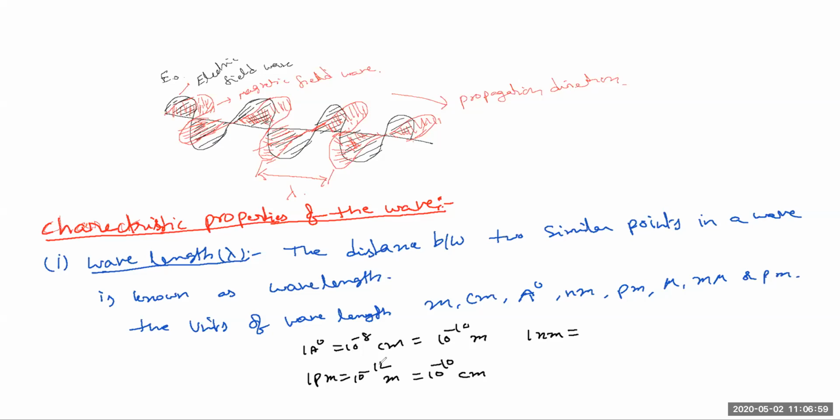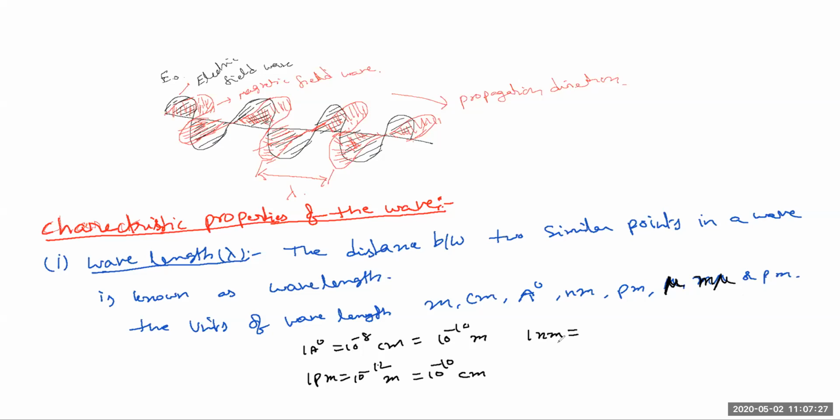What is written after picometer? This one, mu, micron. Mu means micron, and small m with mu means millimicron.